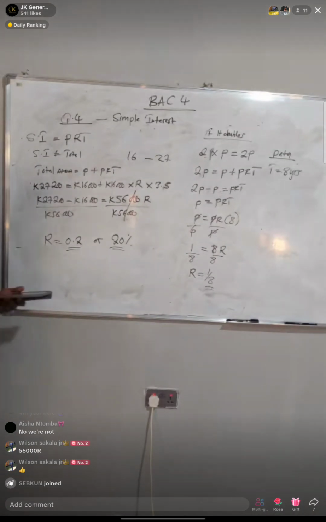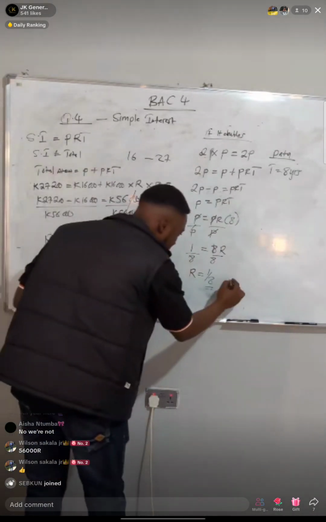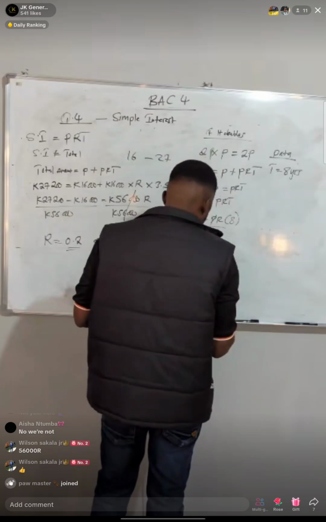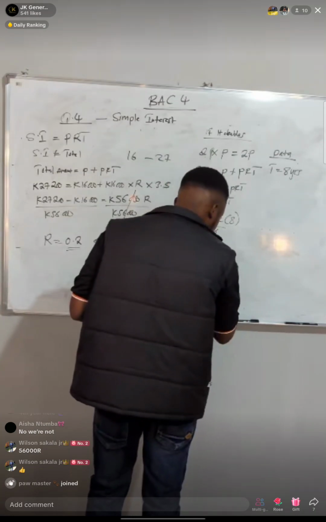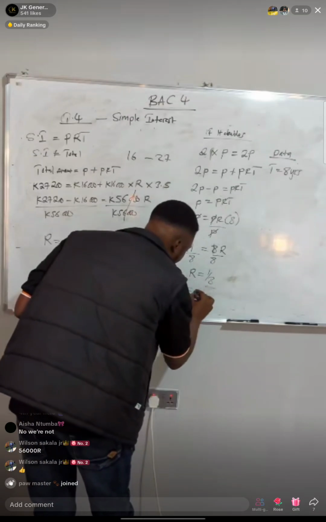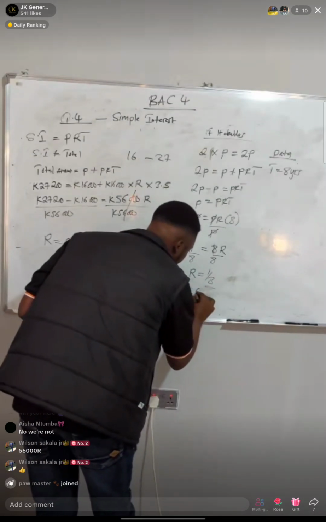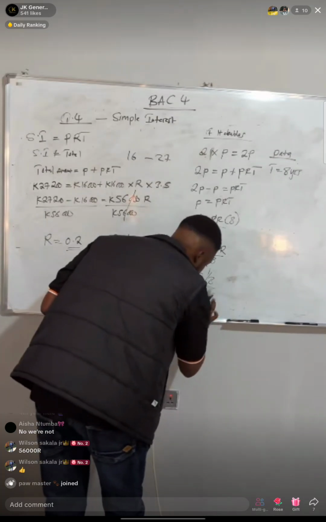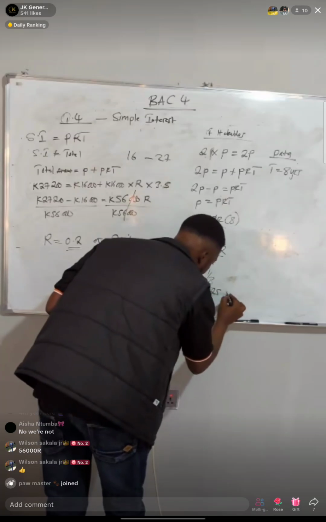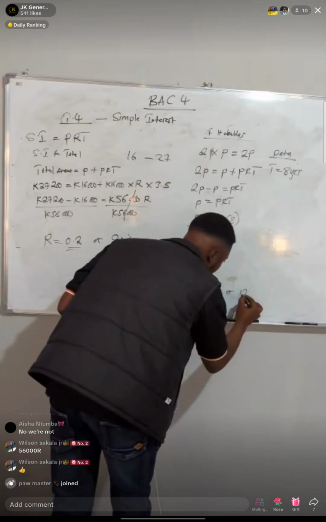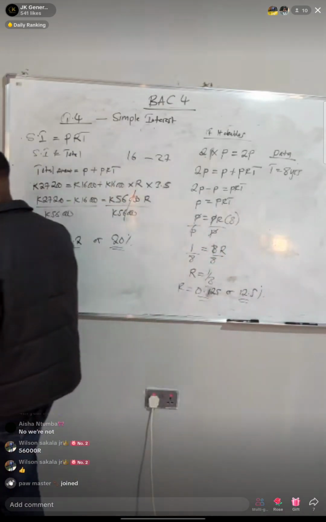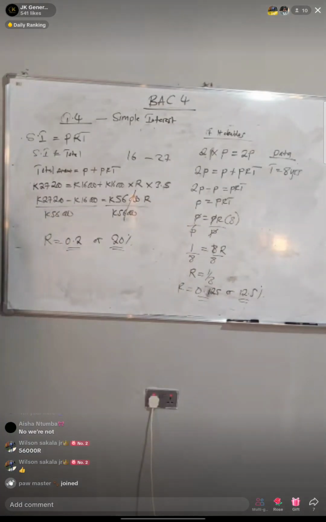So that will be your answer, but then you want to have it in percentage form, so how is it going to be here? So R is equal to, when you divide this, you find 0.125 or 12.5%. So that will be the simple interest there. That will be your answer.